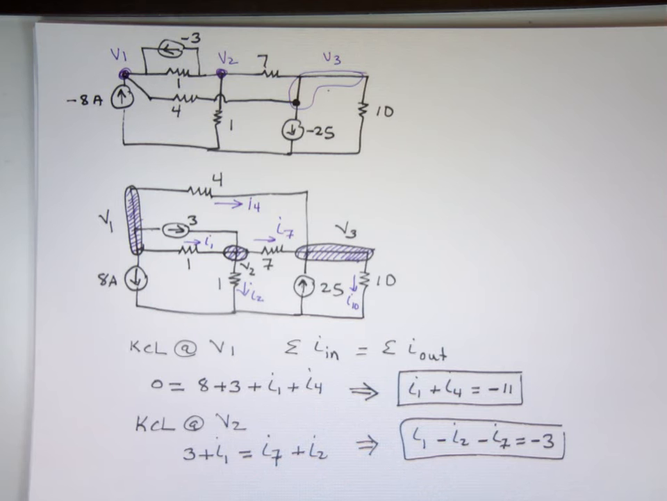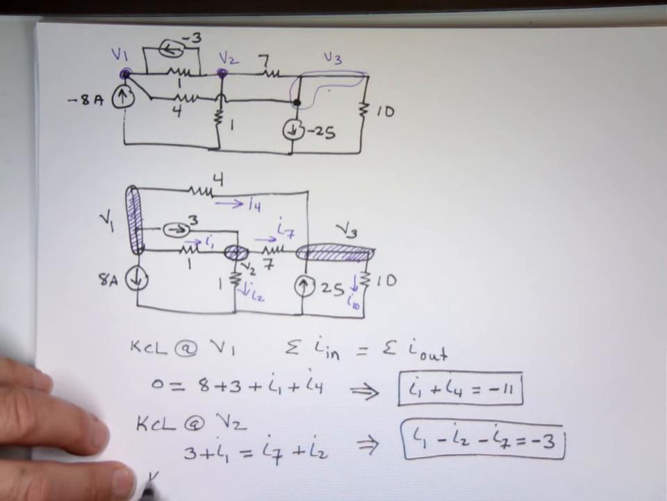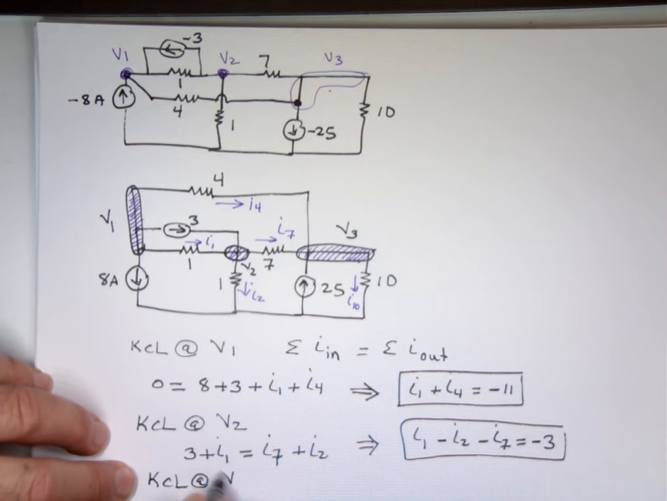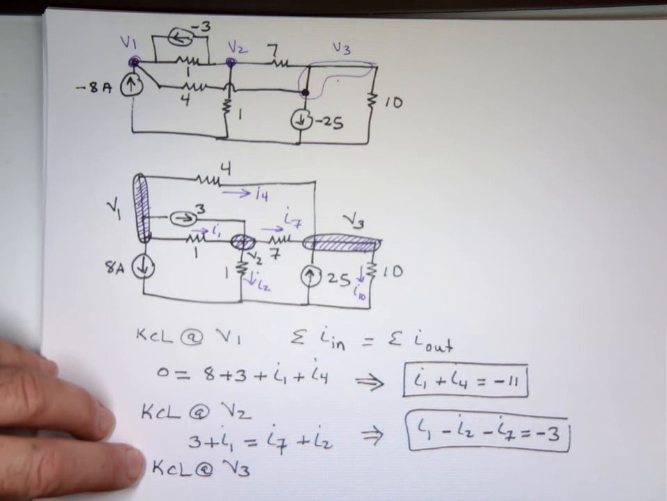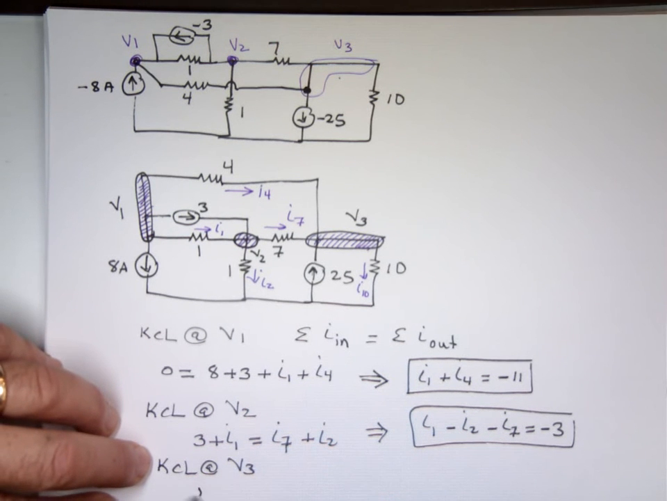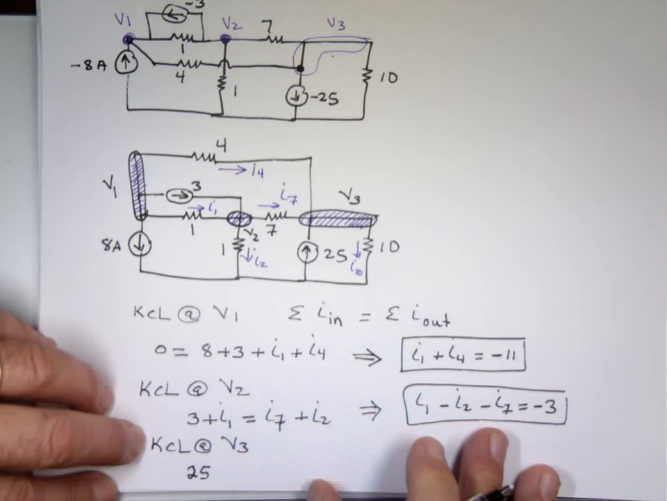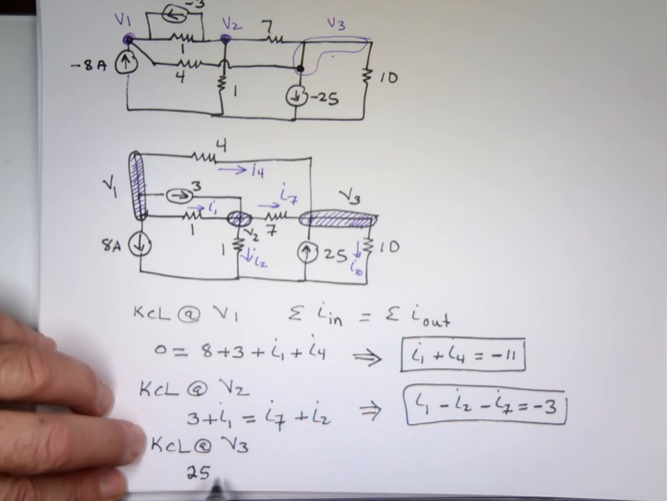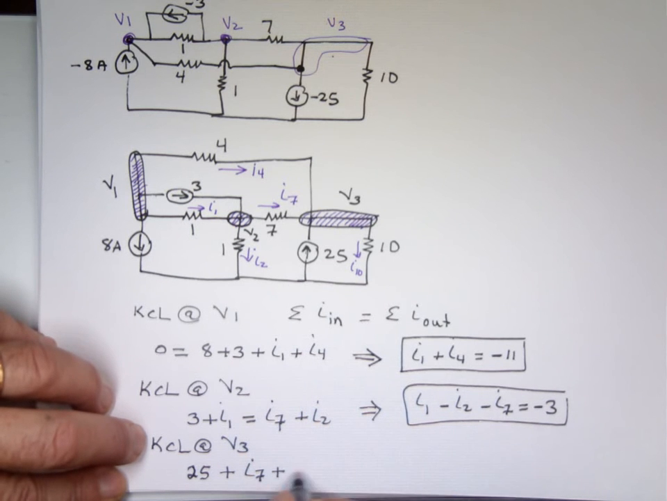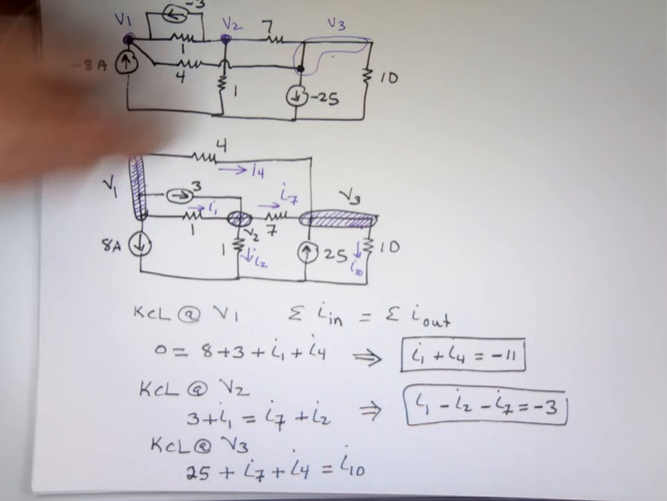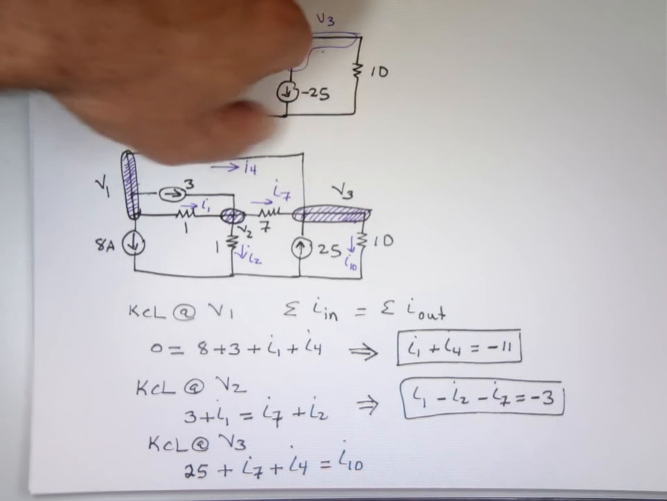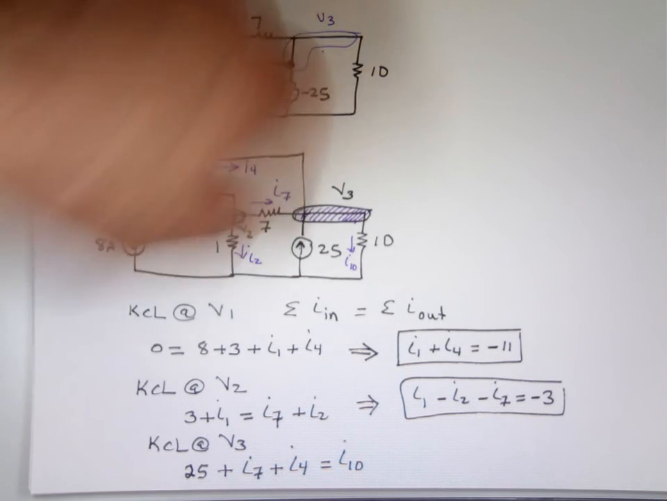And KCL at node number 3. The current going to that node, I see the 25 going to it. What else do you see going to it? I see I sub 7. Anything else? I sub 4. I sub 10 is leaving. So the top one is going to it. Notice that I sub 4 is going to it. I sub 7 is going to it. 25 is going to it. I sub 10 is leaving.